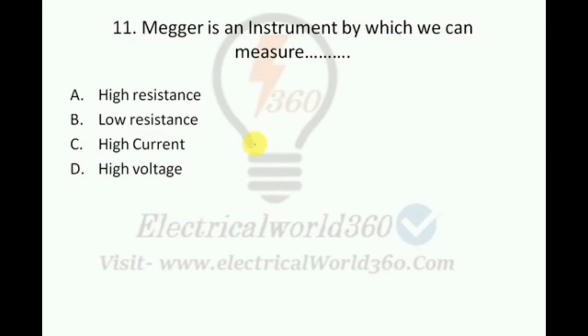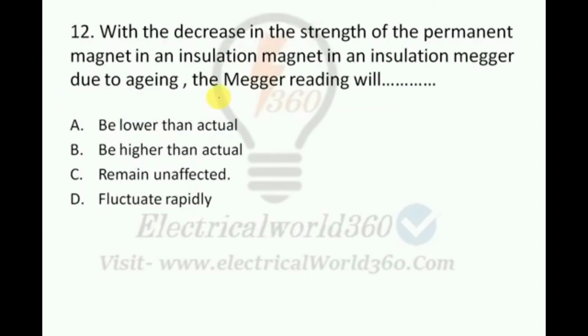The Megger is an instrument by which we can measure the high resistance, low resistance, high current or the high voltage. So Megger is used for the high resistance measurement. For measuring high resistance, loss of charge method, mega ohm bridge, Megger is used. So that's why in this case the option number A is the right answer. The Megger is an instrument by which we can measure the high resistance. This is the question number 12.